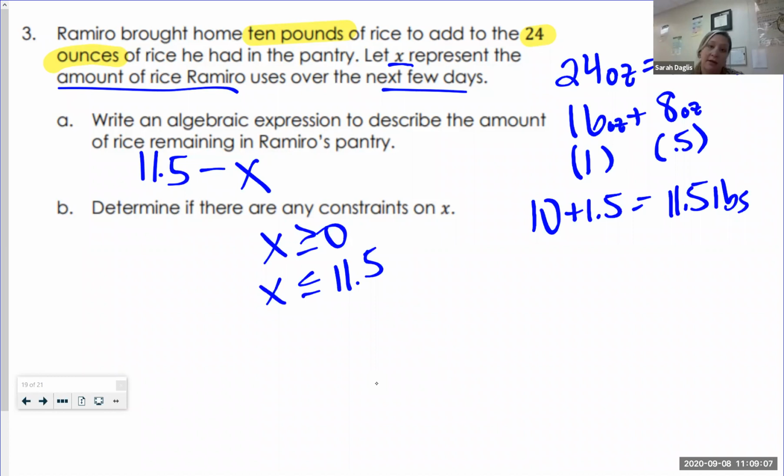So we made all of our measurements the same. I chose to make them all pounds. You could have chosen to make them all ounces. It's your choice. Start with that amount, subtract my X, and the amount of rice that we do use has to be more than 0, but also less than 11.5.